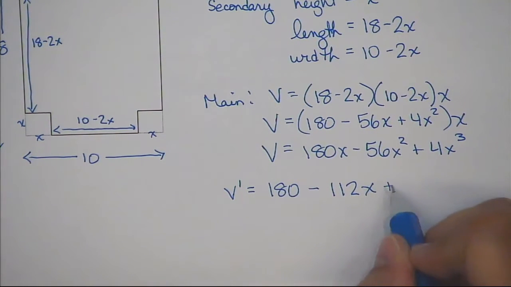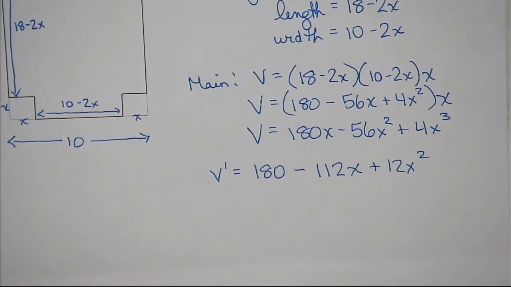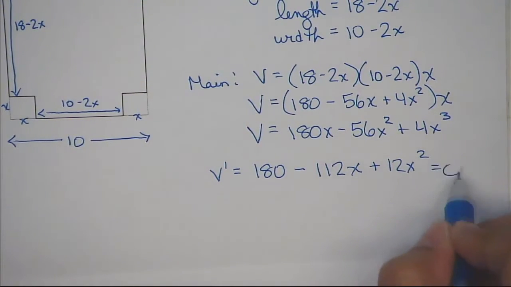So, all right, so plus 12x squared. All right, so there's our derivative. We want to maximize. So think about derivatives. Max or min values are where the derivative equals 0. So we're going to set this equal to 0 and solve for x.